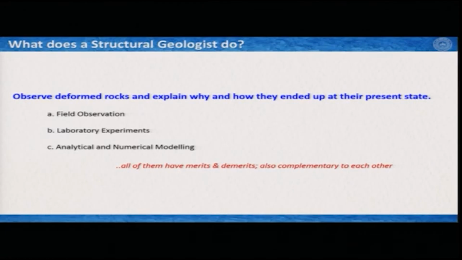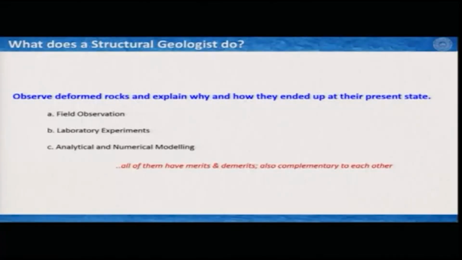And to do so, a structural geologist has many approaches, and one can categorize them in 3 different sections. The first one is field observation, the second one is laboratory experiments, which can be real rock deformation experiments or analog experiments, and of course the analytical and numerical modeling. Now, these 3 basic tools have their own limitations. We will learn it later, but at the same time these 3 tools are also complementary to each other, in that what you cannot observe or understand from the field, you can understand if you perform an experiment in the laboratory.